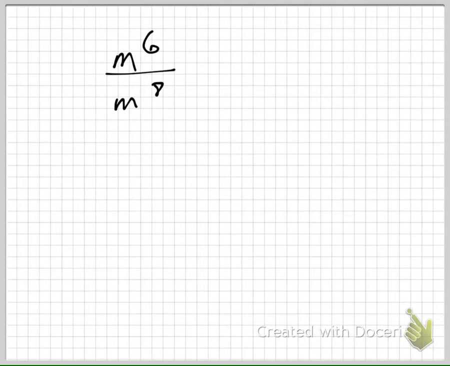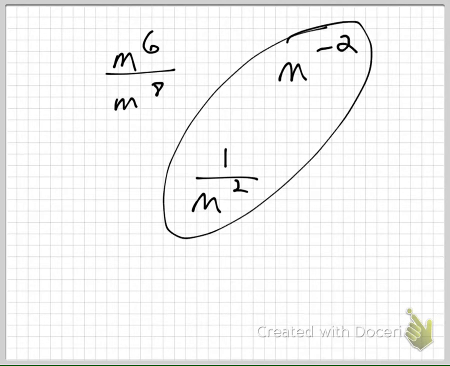What does it leave me with? 2 m's on the bottom, right? So this leaves me with 1 over m squared, right? Agreed? Okay. You should know how to do this. There's another way of writing this. Another way is to actually obey the rule, and that is to subtract these two. What is 6 minus 8?